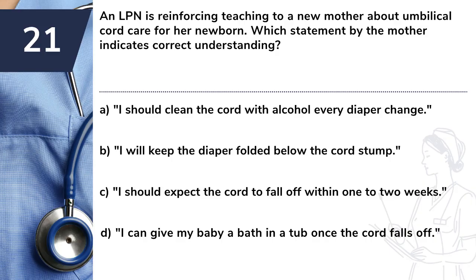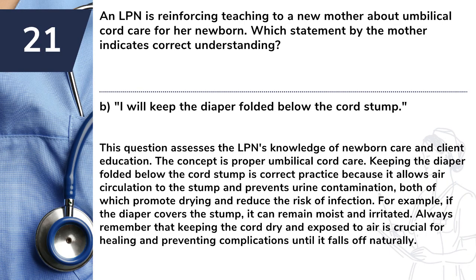Answer: B. I will keep the diaper folded below the cord stump. This question assesses the LPN's knowledge of newborn care and client education. The concept is proper umbilical cord care. Keeping the diaper folded below the cord stump is correct practice because it allows air circulation to the stump and prevents urine contamination, both of which promote drying and reduce the risk of infection.